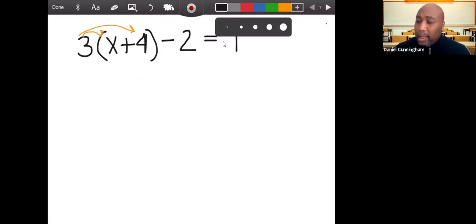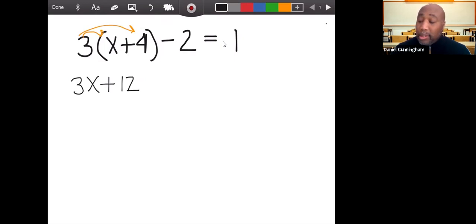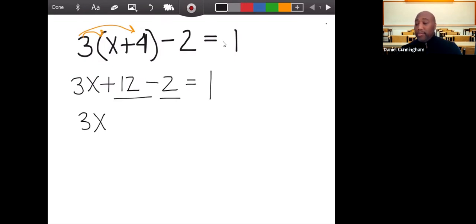So then in this case, this would be 3x plus 12, that got rid of the parentheses, minus 2 is equal to 1. Next thing I'm going to do, I'm going to add 12 and minus 2, excuse me. So this gives me 3x. And these are like terms. So this gives me, if I'm not mistaken, plus 10 is equal to 1. So if I did that correct. And then 3x.